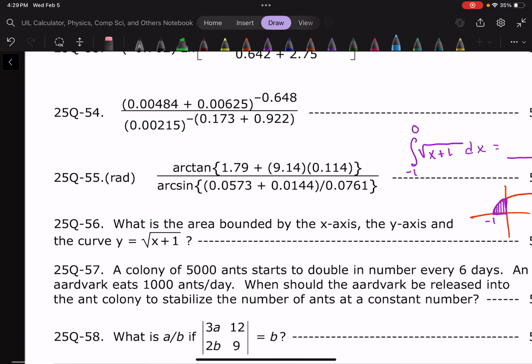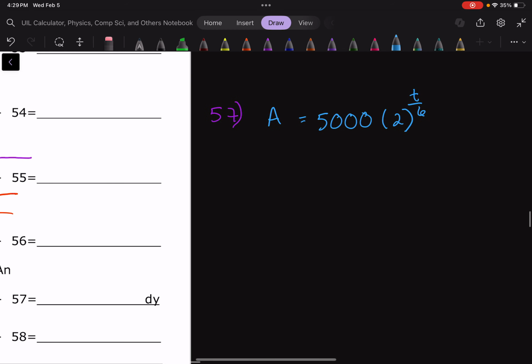Now here they tell us that an aardvark eats 1,000 ants a day. So they want us to find out when the aardvark should be added so that every day when we get new ants, those 1,000 new ants get eaten and the population doesn't grow. So we're talking about how quickly something is growing. That's the derivative. So we're going to want to take the derivative of the population with respect to time.